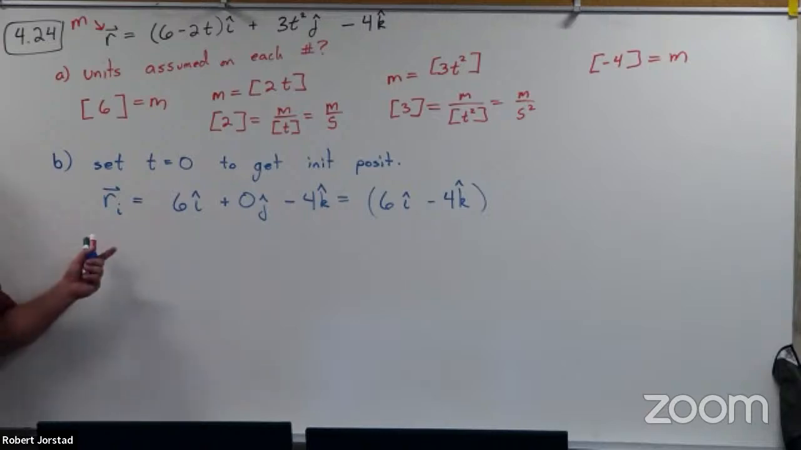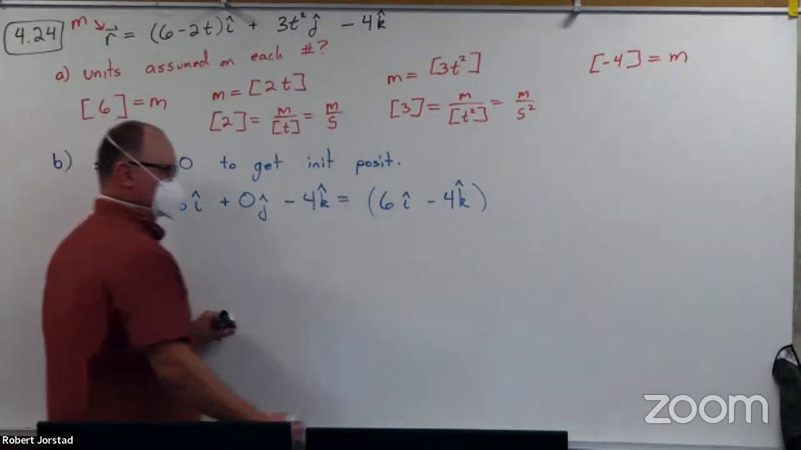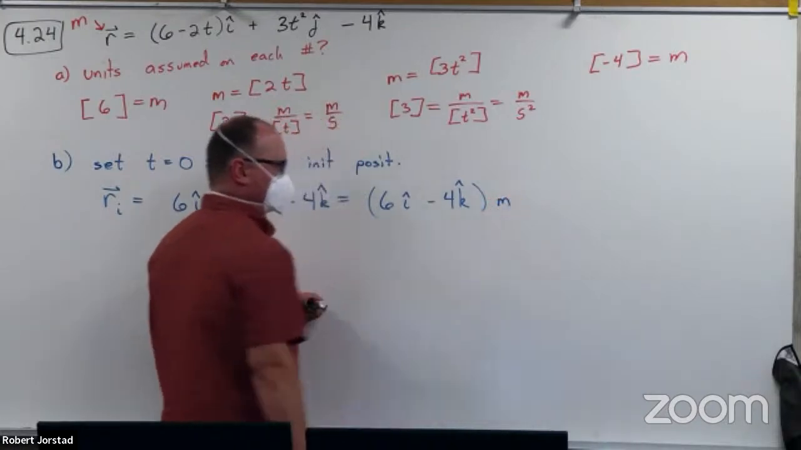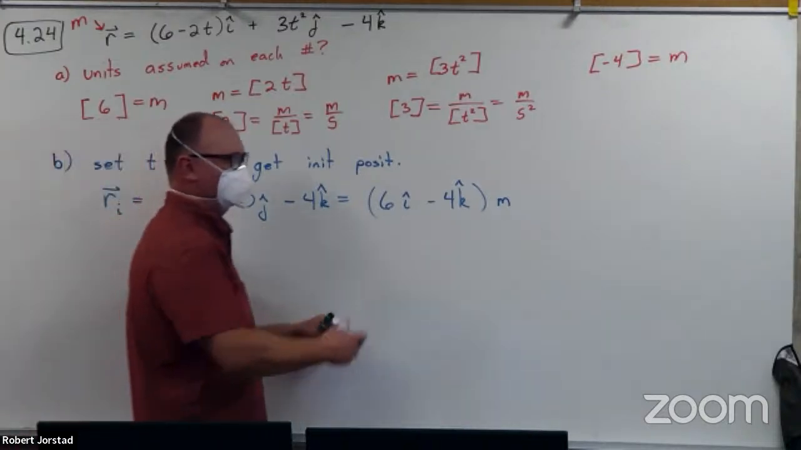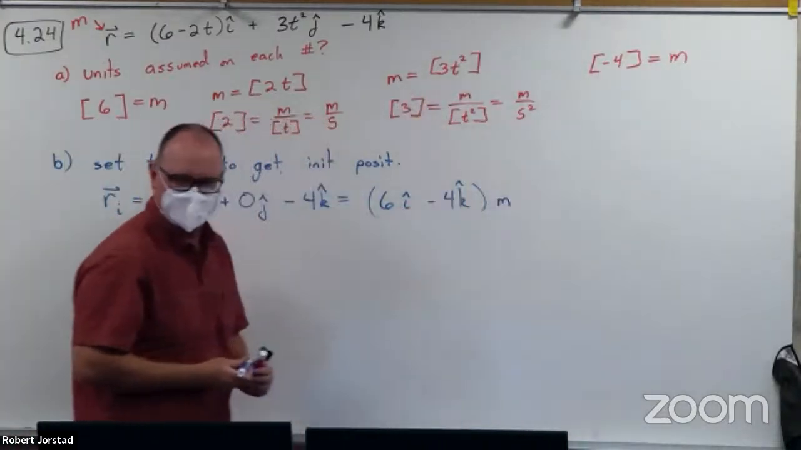Because this is a physics class and we know the assumed units, I might stick a unit of meters on the final result. Because we know that this is a position. So I'm going to stick in the units even though we didn't know that. That's kind of the purpose of that. So far, so good?